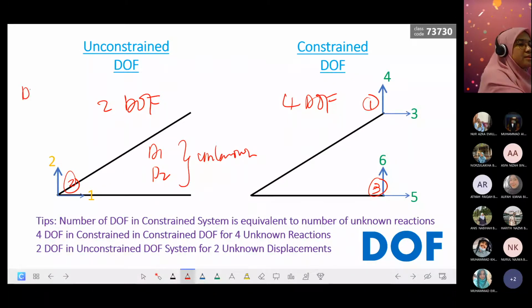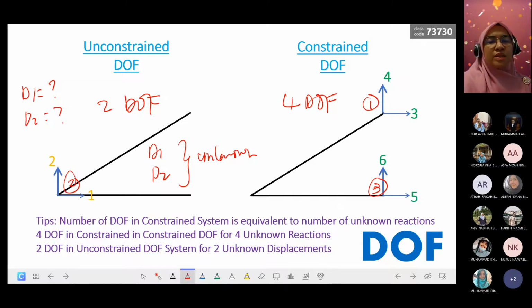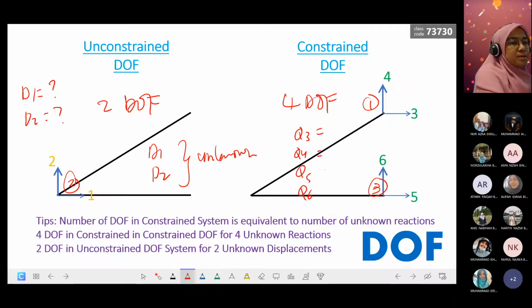So D1, D2. So this is the first output that we need to determine. Okay, and 4 degree of freedom in constraint system represent Q. Q3, Q4, Q5, Q6. Macam tu. So yang ni jadi unknown.